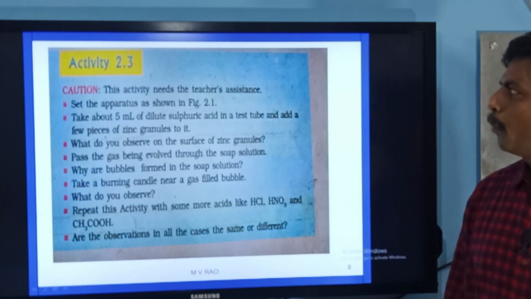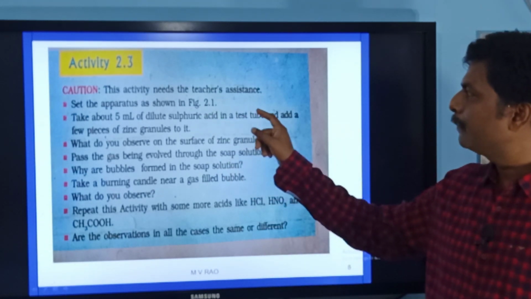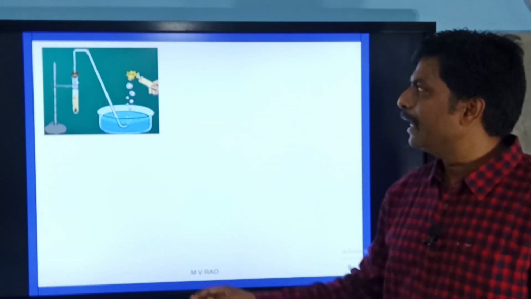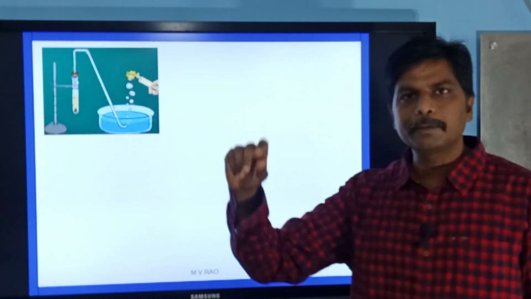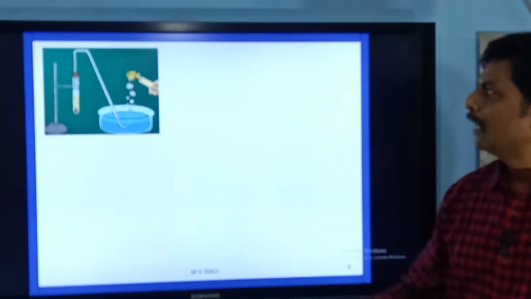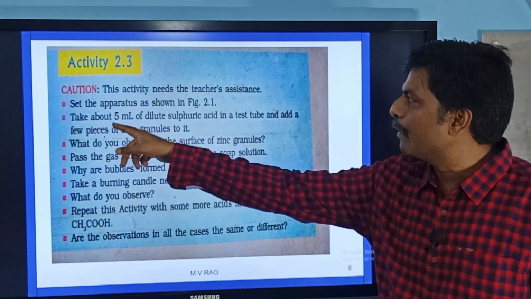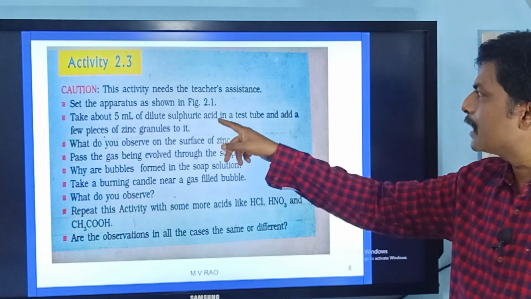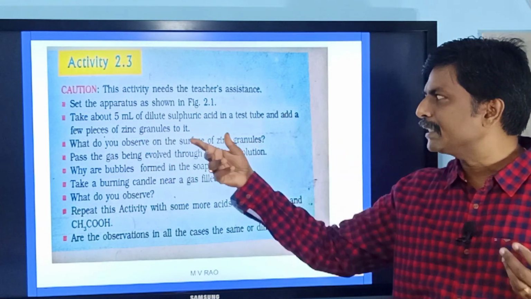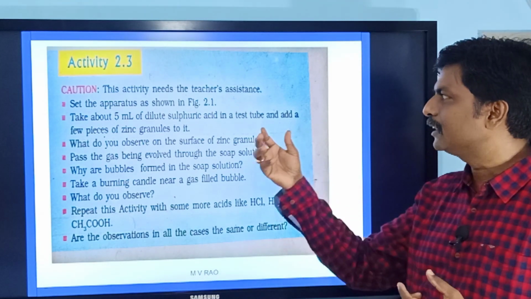Now activity 2.3. First of all, set up the apparatus as shown in figure 2.1. That means figure 2.1 is like this. Take one test tube. In this test tube, take pure zinc granules and add some dilute acid. Take about 5 ml of dilute sulfuric acid in a test tube and add pure pieces of zinc granules to it. So, dilute sulfuric acid and zinc granules.